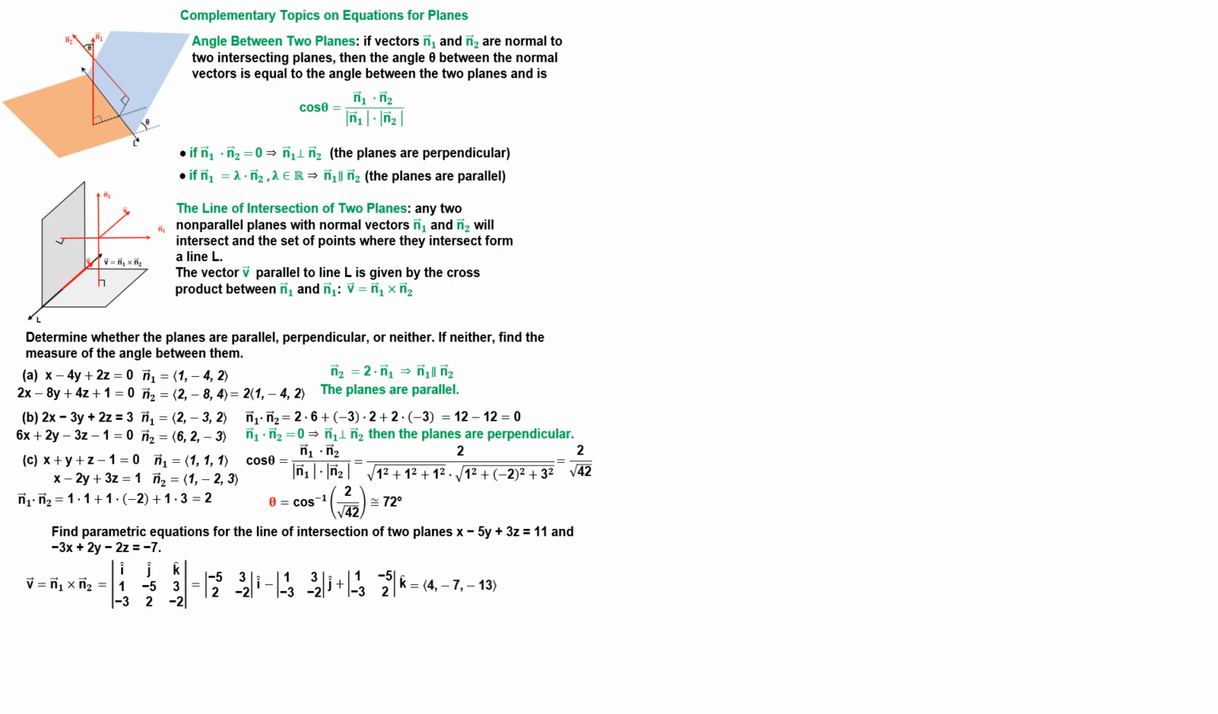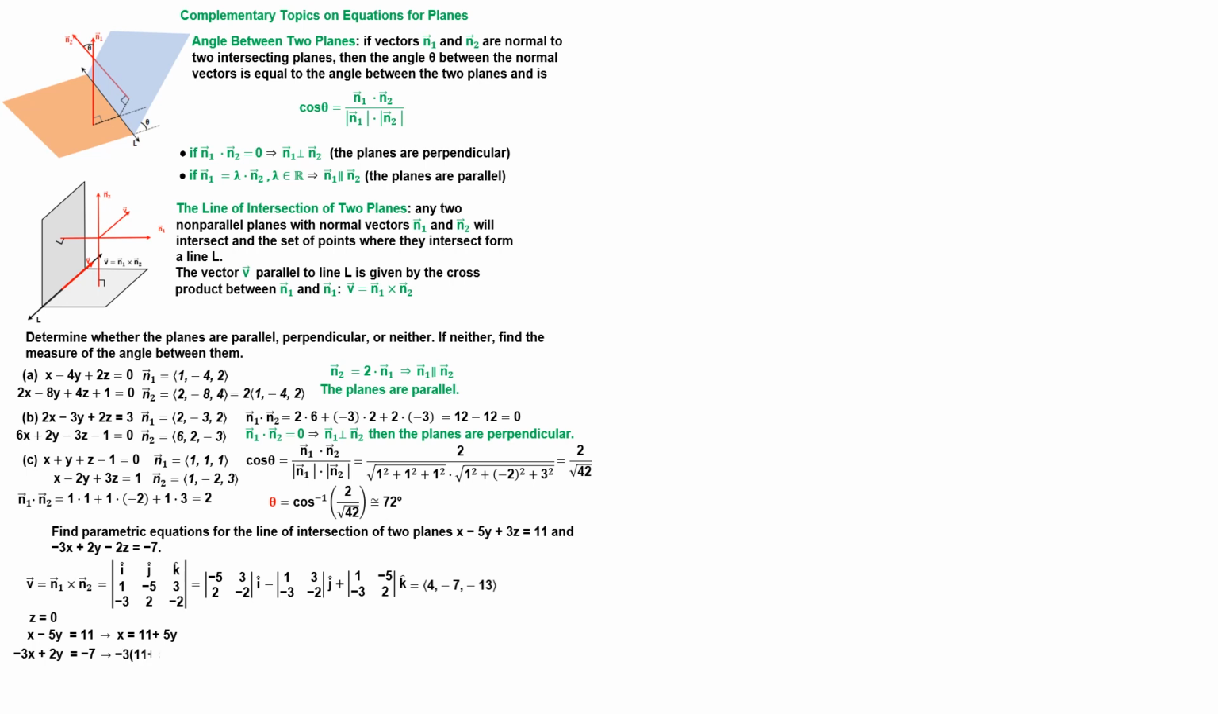We need to find a point P that is on the line and consequently on both planes. A quick trick to narrow down the possibilities is to set the value of one of the variables. For instance, we can find the point where the line intersects the xy plane by setting z equals 0 in the equations of both planes, and then we are looking for a point satisfying both equations.